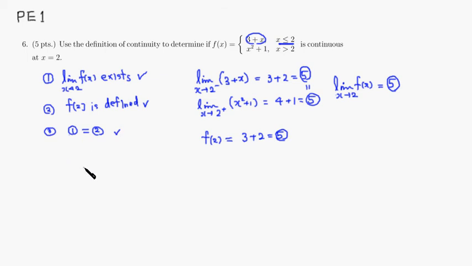So yes, f is continuous at x equals 2. All right, that's it. I hope that this was clear.